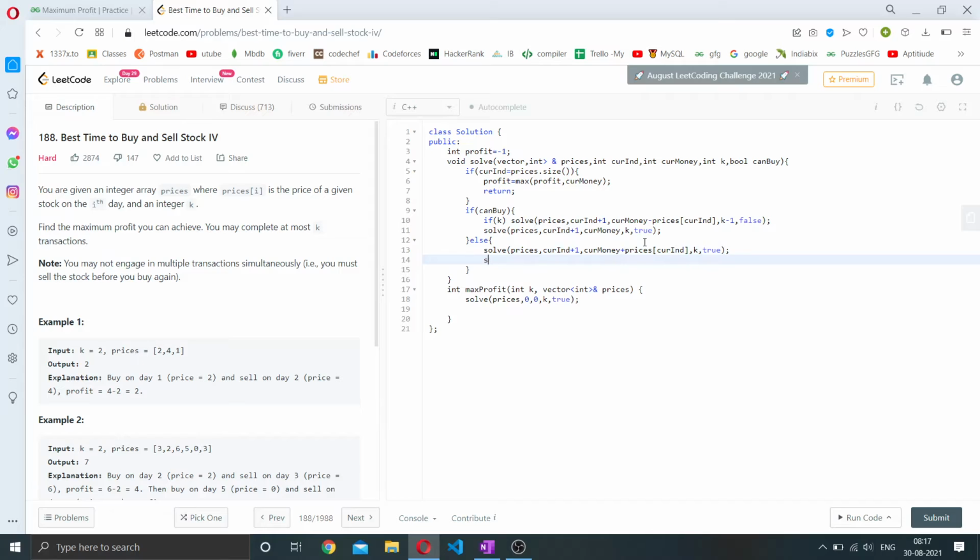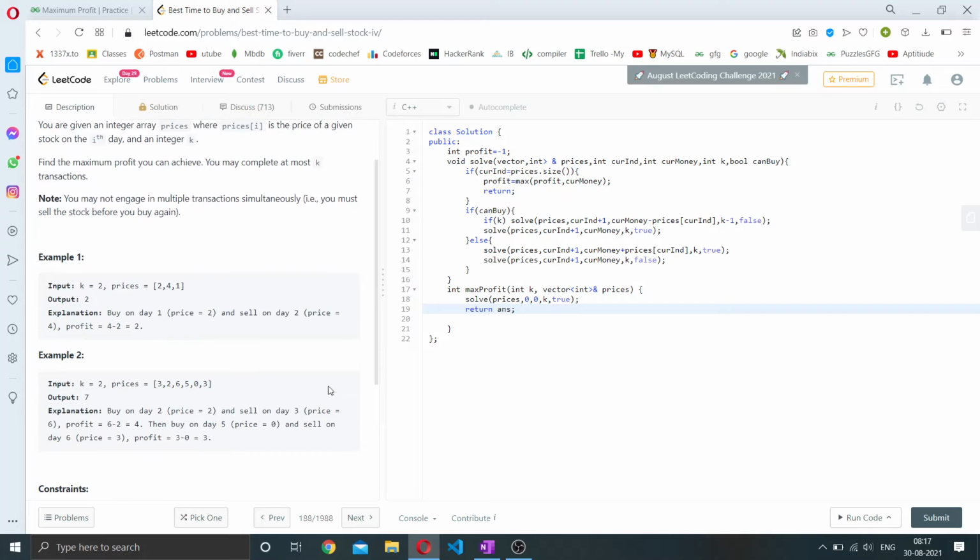So my money will be incremented by that, the transaction remains the same, and we can buy again. Or we can wait, like we don't sell today, so our index is incremented by 1, our current money remains the same, our transaction remains the same, and we can't buy again, we have to sell first. So that's what our function looks like. Let's say we return the answer in the last. So that's how our recursion function works.